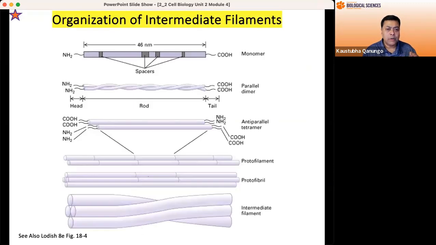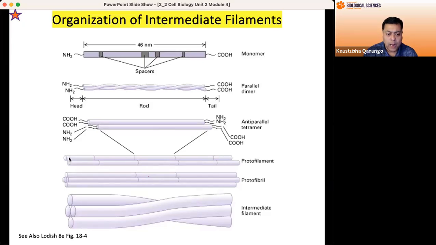All right, so here we are looking at a typical structure. You have a monomer, then you have a parallel dimer, and then two of these parallel dimers come together and form an anti-parallel tetramer. So see that you have the N-terminal end and C-terminal end, two of them, and now you have the C-terminal end on this side of the parallel dimer and the N-terminal. So they are anti-parallel. And two of these anti-parallel structures form a protofilament.